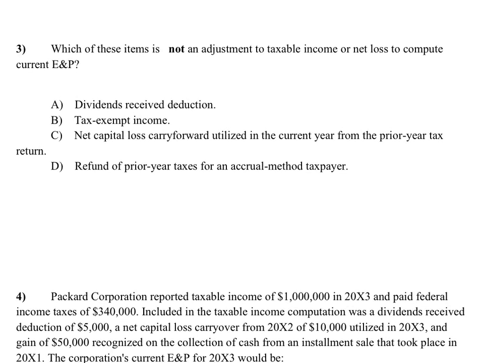Okay. All right, so number 3, which of these items is not an adjustment to taxable income or net loss to compute current earnings and profits? All right, so which of these items is not an adjustment for earnings and profits?